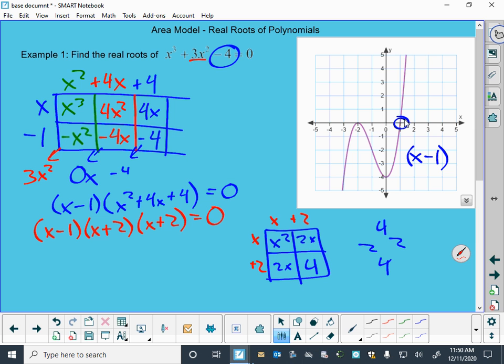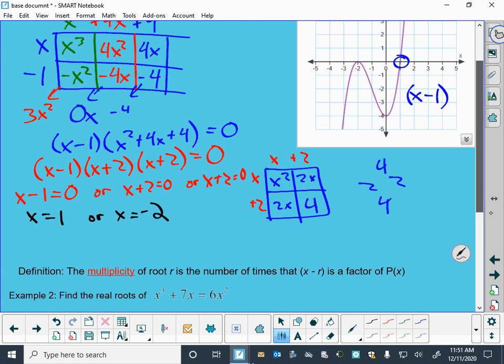The zero product property says that either x minus 1 is equal to 0, or x plus 2 is equal to 0, or x plus 2 is equal to 0. Kind of know what that one looks like. So this would say x equals 1 or x equals negative 2. And the negative 2 shows up twice. This is where our conversation about multiplicity comes in.